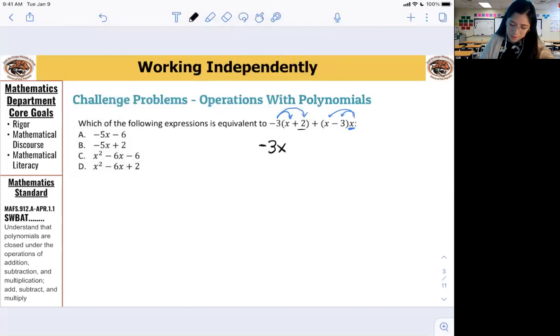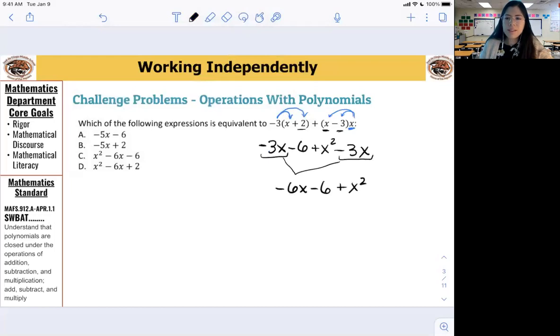-6. Now we're going backwards, but that's okay. x times x is x squared, and x times -3 is -3x. There we go. So now I can combine like terms. -3x and -3x make what? -6x. -6x minus 6 plus x squared.